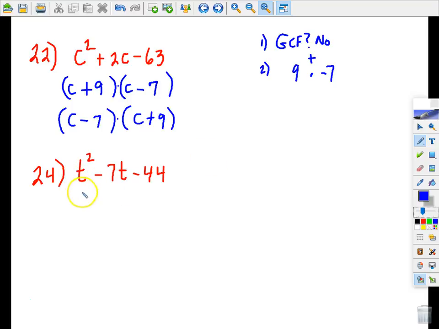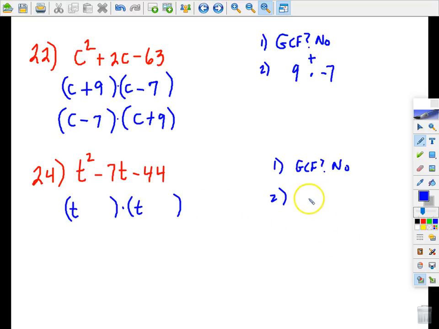Okay, let's try number 24. Is there a GCF? No. Okay, now let's see. Can we use two linear binomials multiplied together to represent this quadratic trinomial? Linear means that we're going to have t to the first in each binomial. So if it's able to be factored, then there must be factors of negative 44 that add up to negative 7. So you can work through your list.